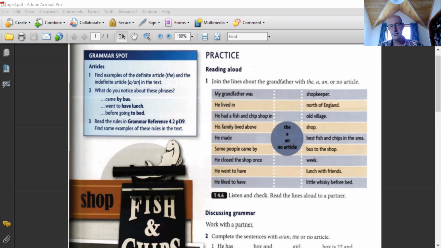Hi class. Okay, I gave you page 33 for homework today, didn't I? So I thought I'd have a look at it with you and see if there's anything that we don't understand.